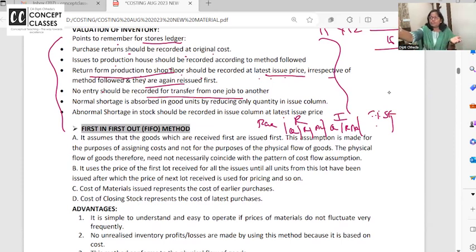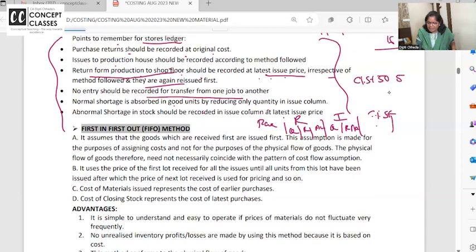I have to issue to job A. Now it is with job B. Of course, they'll intimate me so that in the cost of job A and B we take properly, but nothing will come here. Normal shortage is absorbed in good units. My closing stock is 50 units, 5,000 rupees.